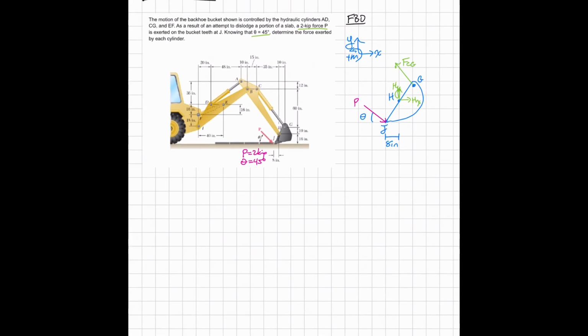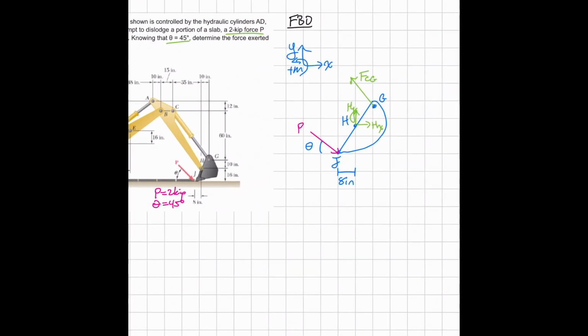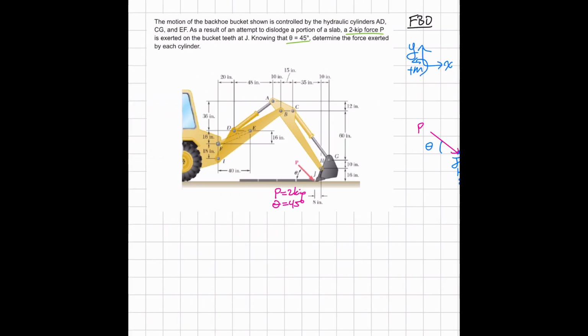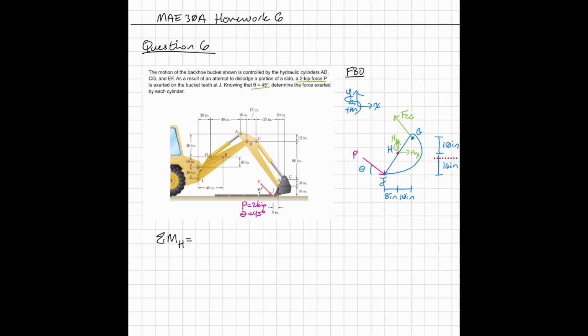Okay, so if we then draw out the rest of our measurements here, we have 10 inches from H to G, and then from G down to H, we have 10 inches here, and then from H to J, 16 inches. And then we can take the moment about H so that we don't have to worry about these reaction forces, and we can just try to find FCG. Okay, so moment about H is equal to 0. And what we'll get is the X component of P has this 16-inch moment arm, and it's going in the counterclockwise direction. So 16 inches times P X, and X would be cosine theta. And then the Y component will also be counterclockwise and have this 8-inch moment arm. So we would get plus 8 inches P sine theta.